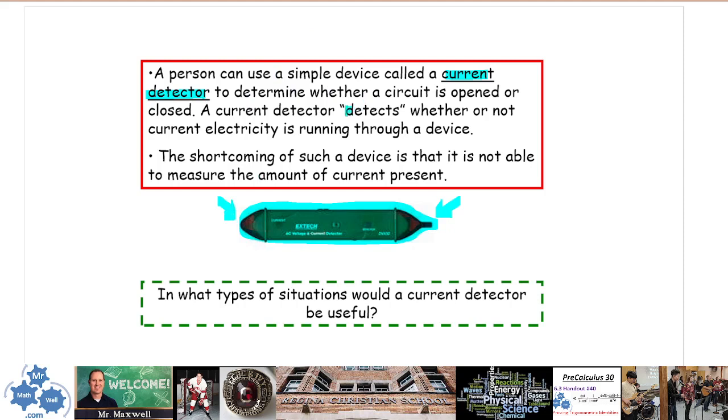A current detector detects whether or not electric current is running through a device. The shortcoming of such a device is that it's not able to measure the amount, just whether some current is present. If you're an electrician and you want to know if a wire is hot, meaning there's electricity flowing through it, you bring this close, and if it beeps and lights up, then you know there is electricity there. They know not to cut it then and to do their work on it. They want to detect if there's electricity flowing for safety reasons.